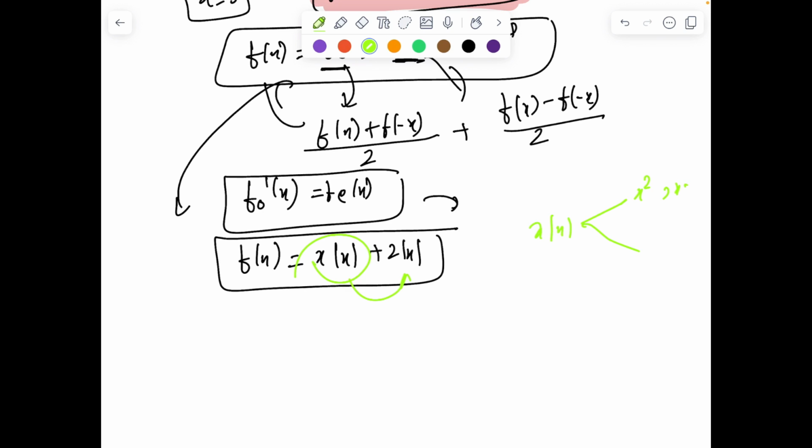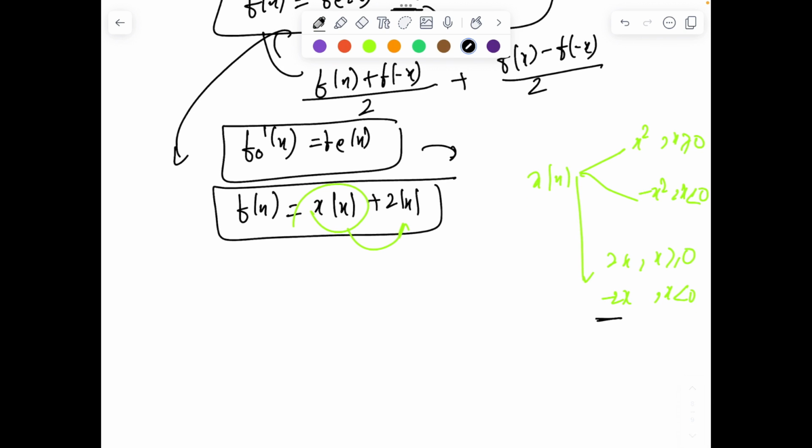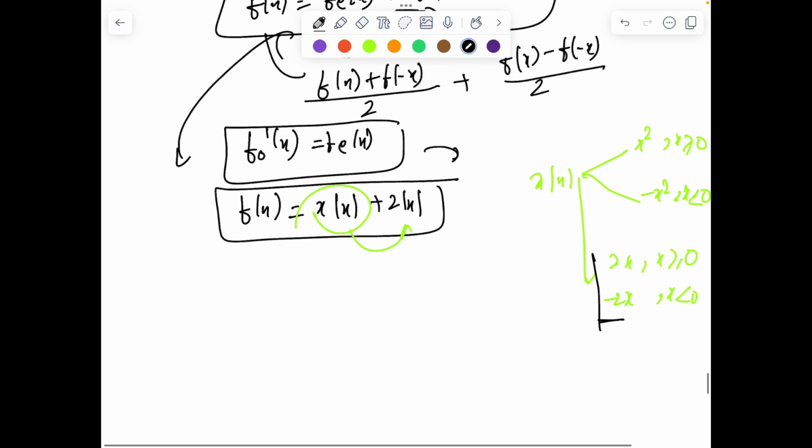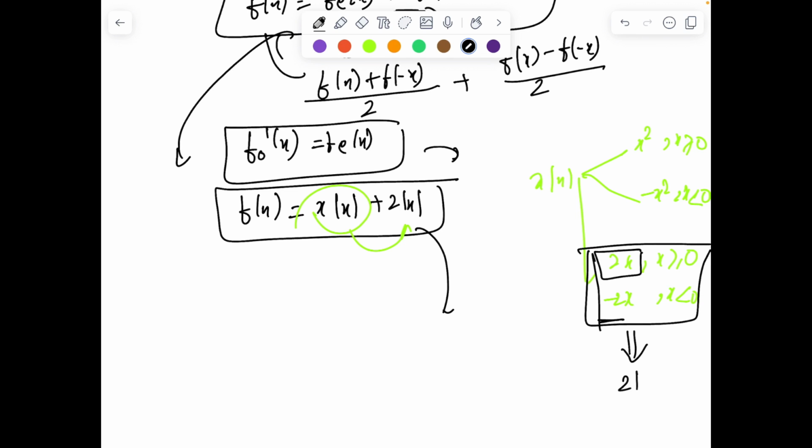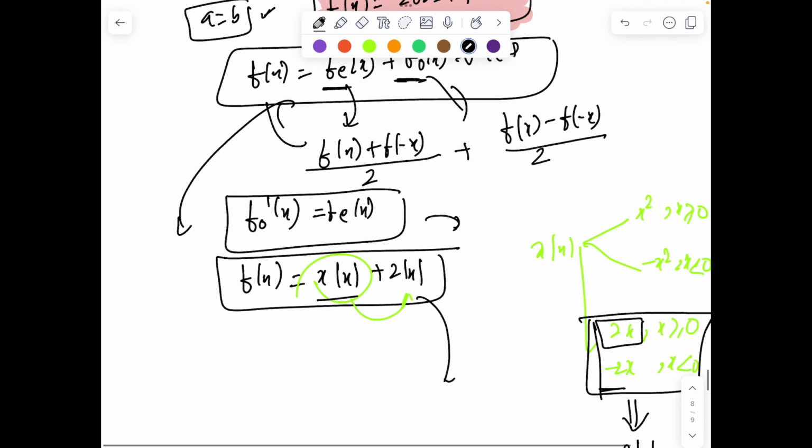Because x mod x will open as x square for x greater than 0, and it's minus x square for x less than 0, and if I differentiate, it's 2x for x greater than or equal to 0, and minus 2x for x less than 0. It is fortunately differentiable at x equal to 0 as well, because from both sides we'll get the same answer. And what about 2 mod x? It's clearly 2x for x positive and minus 2x for x negative. So this can be packaged with 2 mod x.